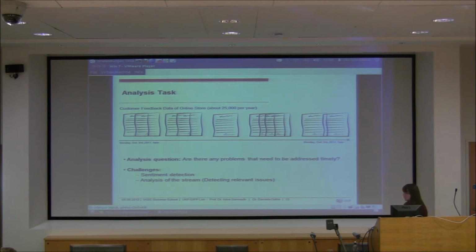In terms of document analysis, we've got two challenges here. So first is sentiment detection. If we want to know what problems are addressed, then we have to find the problems first. We have to identify them with an automatic algorithm. And second thing is that we have to analyze that stream. So we need to detect the relevant issues that need to be taken care of.